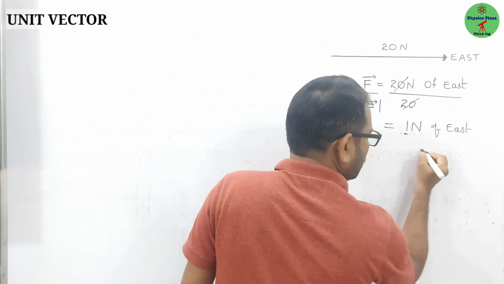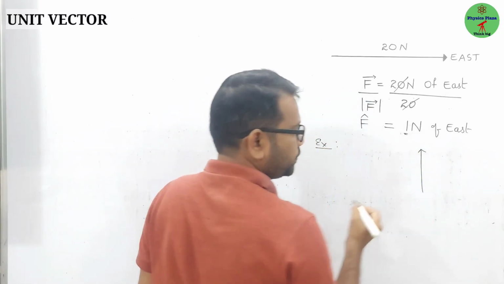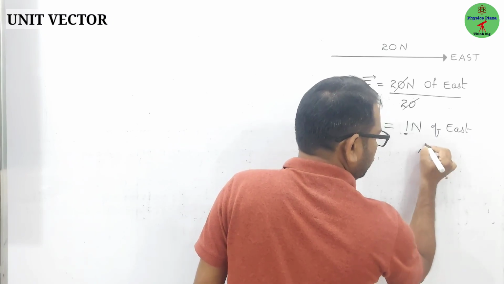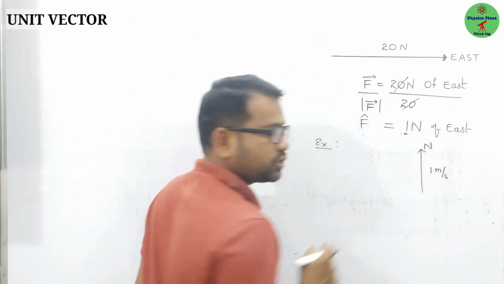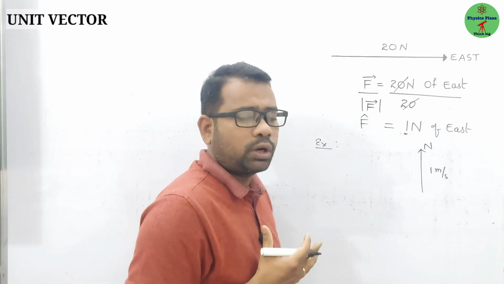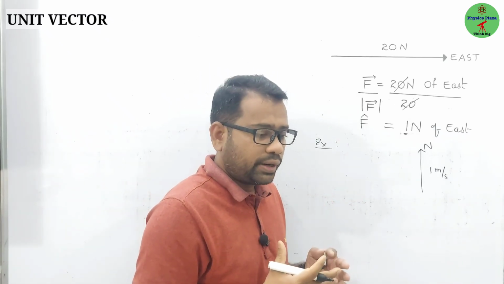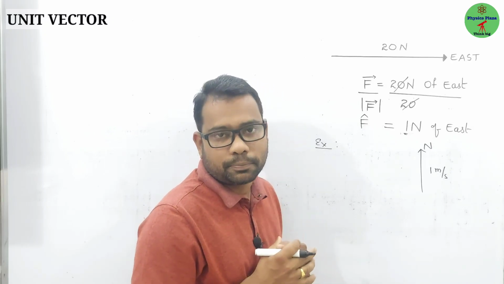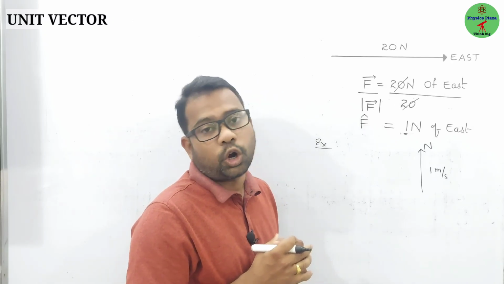This is here, towards north. So towards north, let us say the unit vector is 1 meter per second towards north. Now, for example, I want a velocity vector with 50 meter per second in the north direction.